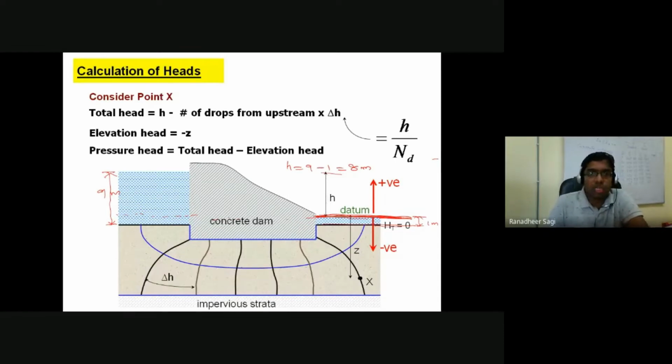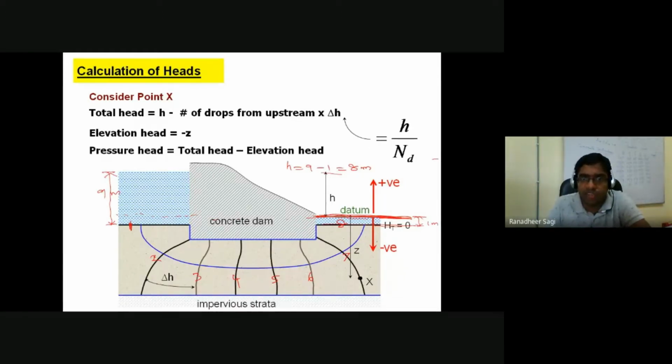Let us first start counting how many flow lines and equipotential lines I have got. Then we'll go ahead in understanding how many flow paths and equipotential drops we have got. So if I start writing down my equipotential lines, this is my first equipotential line, second, third, fourth, fifth, sixth, seventh, and eighth. So I have got 8 equipotential lines, and in that sense, the number of potential drops is equal to 7.